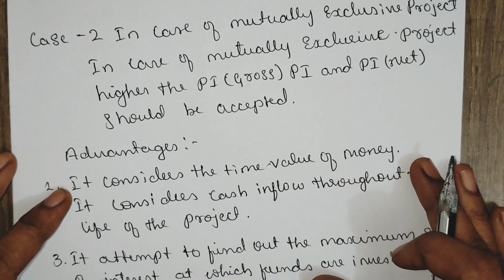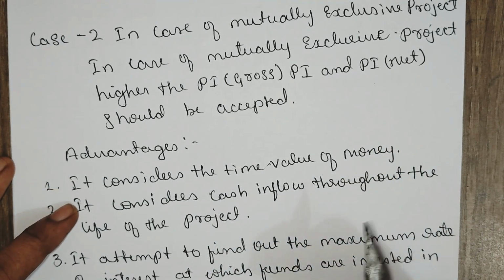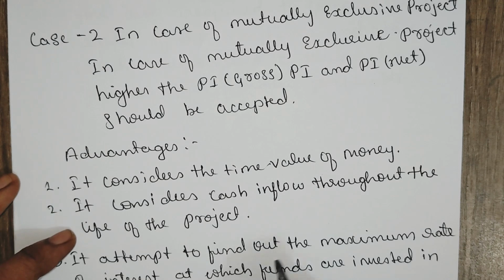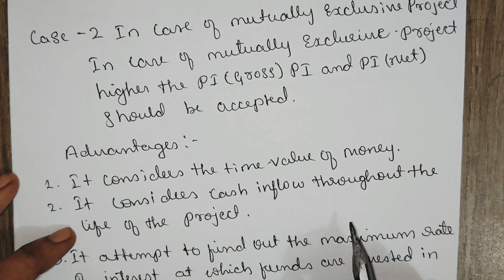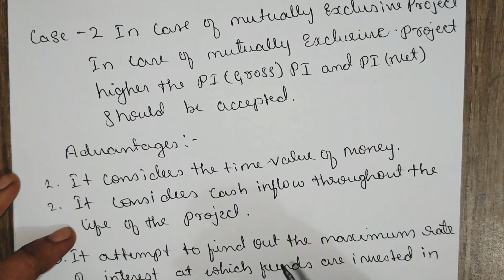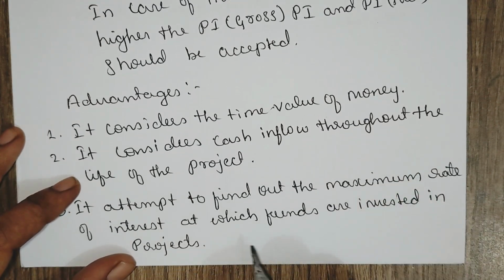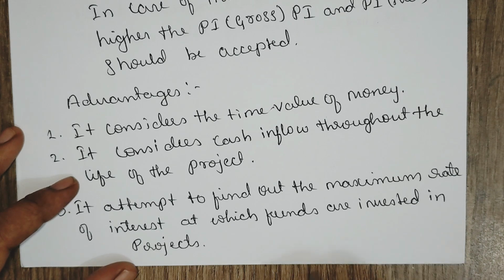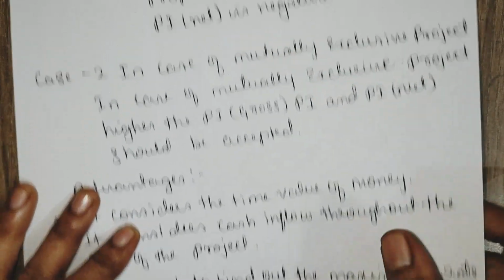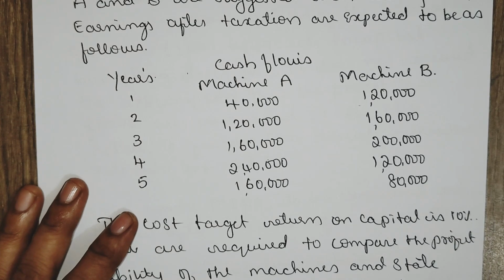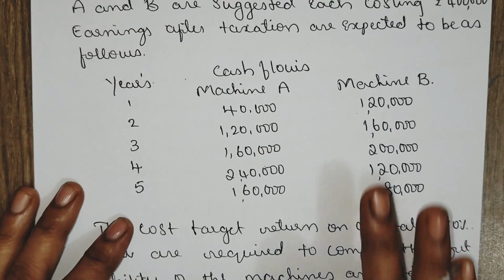Advantages of this method is, this method also considers the time value of money, and it considers cash inflow throughout the life of the project. All years will be taken into consideration for the computation of profitability index, and it attempts to find the maximum rate of interest at which funds can be invested in the project. Let us understand more with this question.